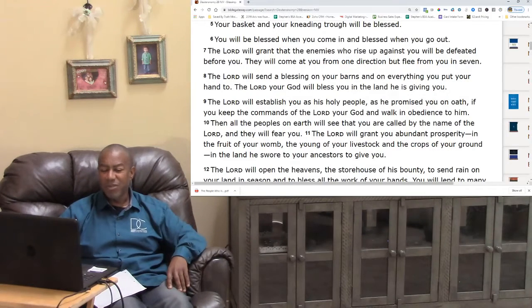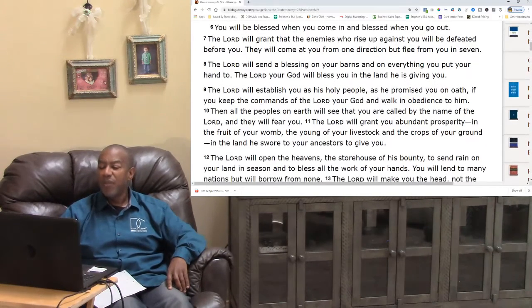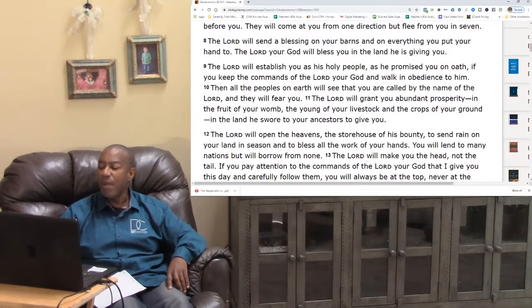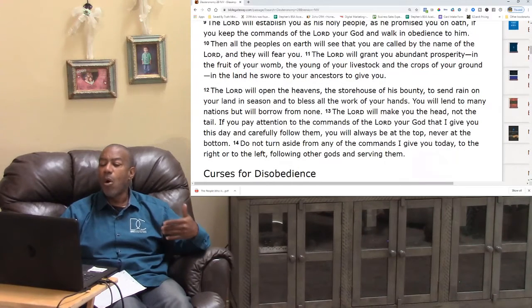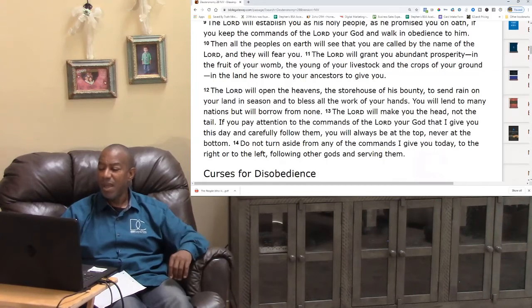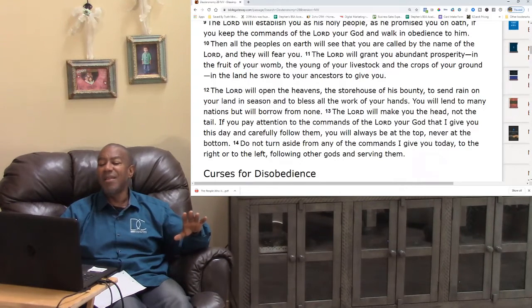It says, verse 10, then all the people on earth will see that you are called by the name of the Lord. They will fear you. The Lord will grant you an abundance of prosperity in the fruit of your womb, the young of your livestock, and the crop of your ground, in the land he swore to your ancestors to give you. The Lord will open the heavens and the storehouses of his bounty to send rain on the land in season and to bless the work of your hands.